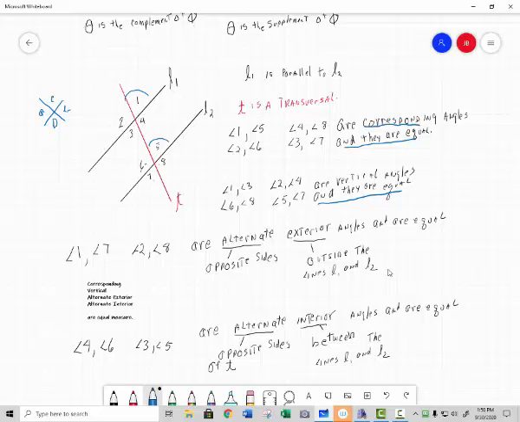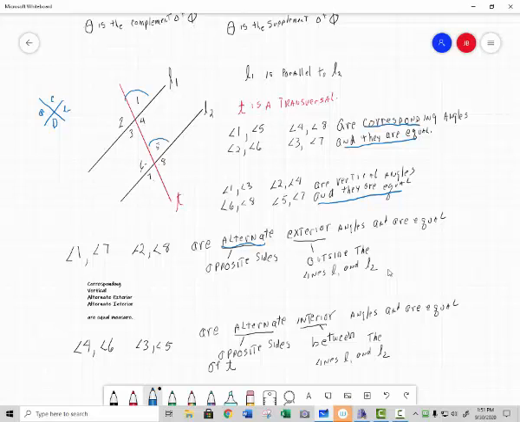Now, we can also talk about alternate angles. Alternate angles appear on opposite sides of that transversal. So 1 and 3 are opposite angles, 1 and 6 are opposite angles, 1 and 7 are opposite angles. And likewise 2, 4, 2, 5, 6, 8.